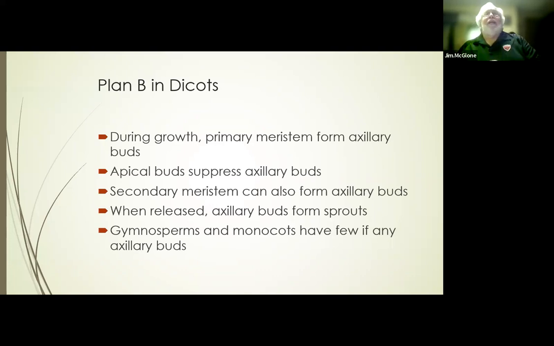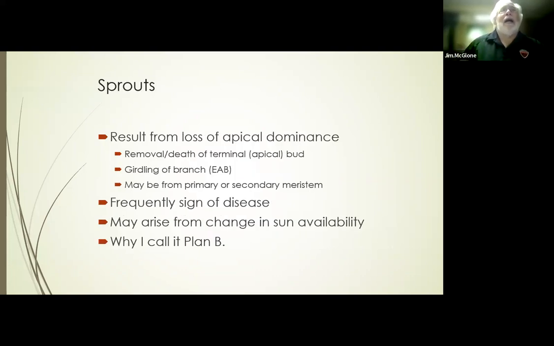We also know that the secondary meristem can form axillary buds, which is not good because it's not supposed to make buds. And so this is where sprouting comes from. And as I said, the gymnosperms and the monocots have very few, if any, axillary buds, at least in the above ground portion. The gymnosperms do have axillary buds in their root system, but the monocots don't. So when we see sprouts on trees, these generally result from the loss of apical dominance on the dicots.